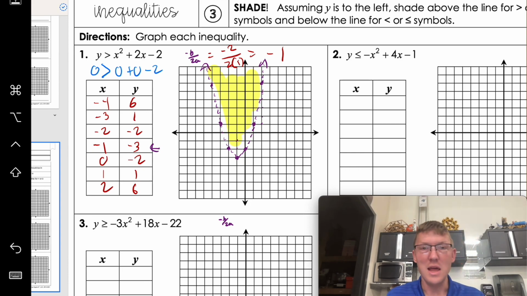And again, either one of those methods work. I would encourage you to figure out the one that works best for your brain and really focus on being proficient at that. But other than that, that's the lesson for today. We're just graphing parabolas. So I'll see you in class.